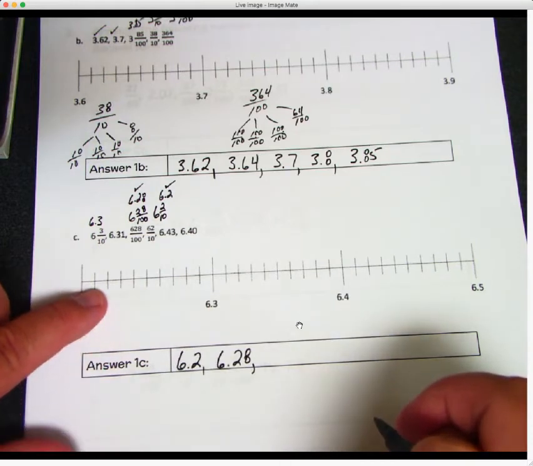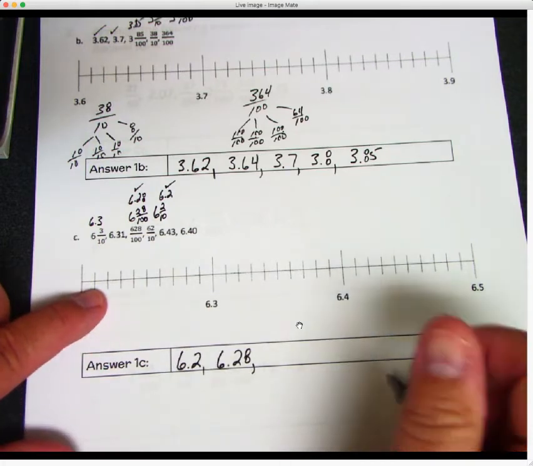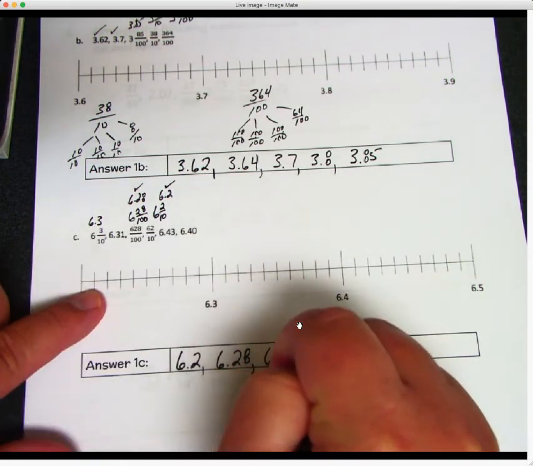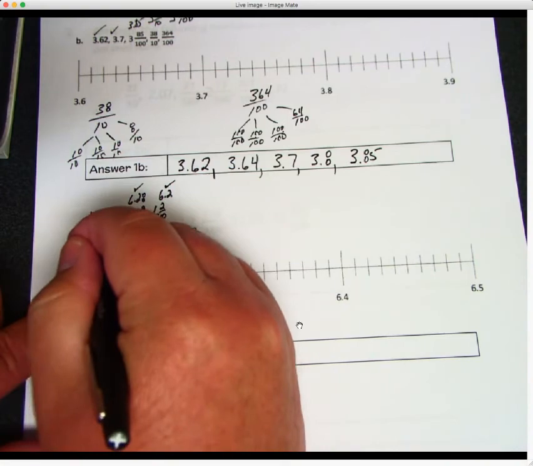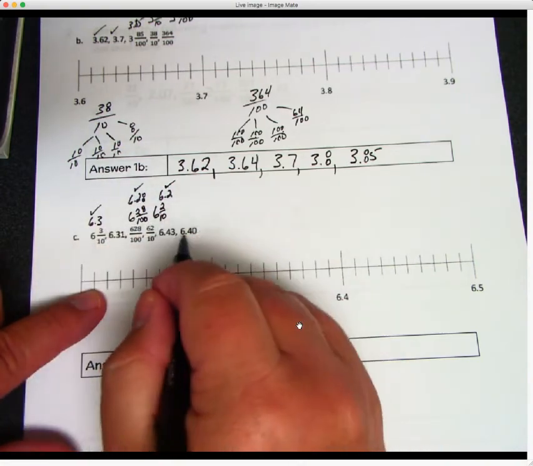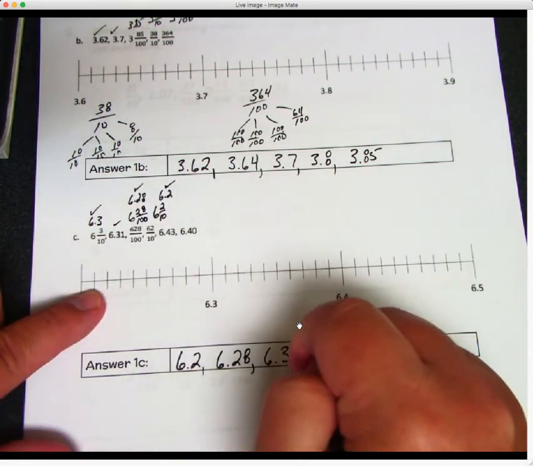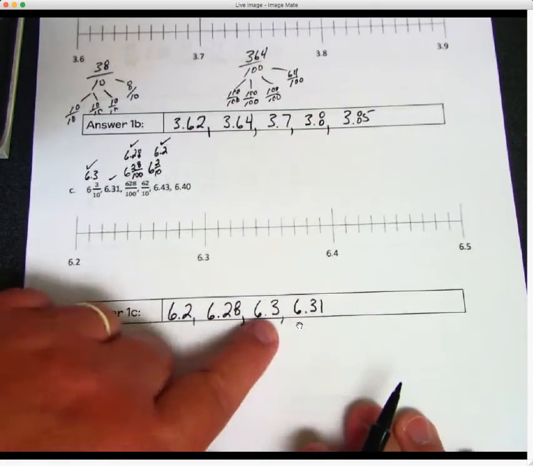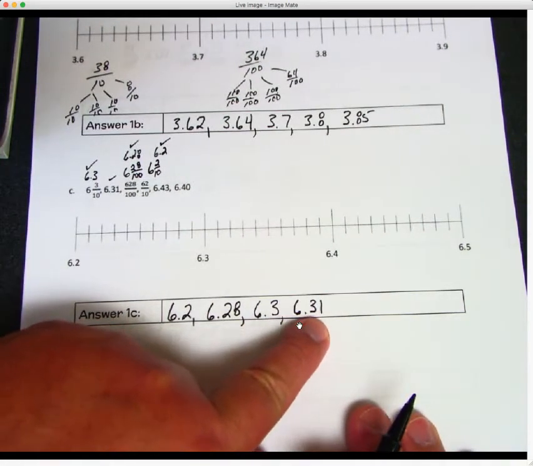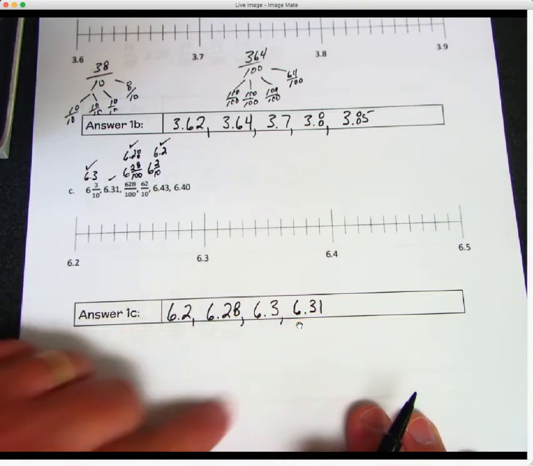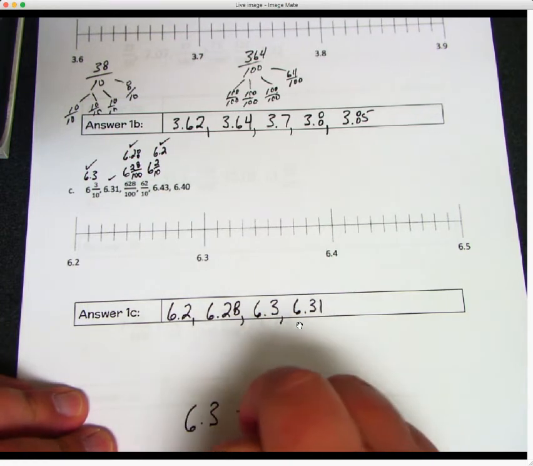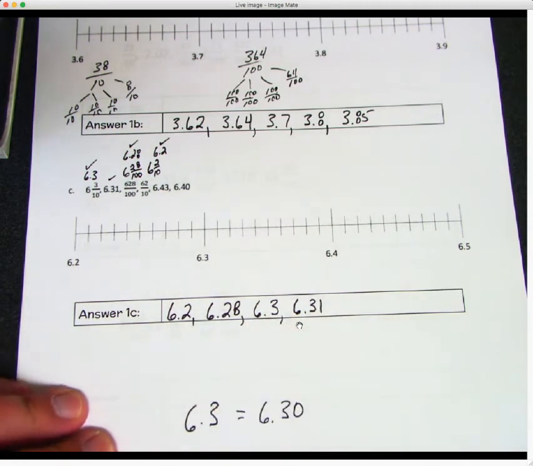Any more 2s? No. So let's move to 3s in the tenths place. 6 and 3/10 would be next, and 6 and 31 hundredths would be next. And just on a side note here, when you have one that has a 1 in the hundredths place and this one doesn't, just remember that 6 and 3/10 is the same as 6 and 30 hundredths.